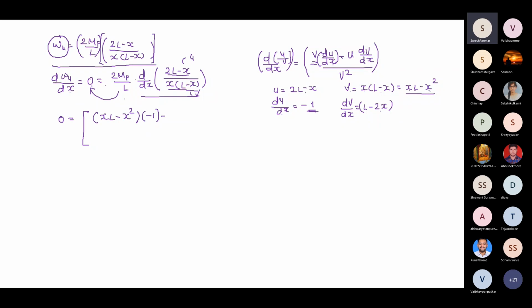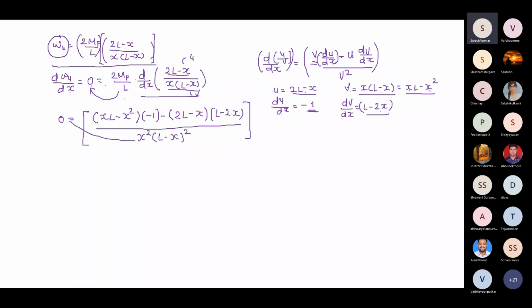Then minus this sign U. U we have 2L minus x. 2L minus x into dv by dx. L minus 2x into L minus 2x upon V square. And we have x into L minus x. So we have upon x² into L minus x whole square.